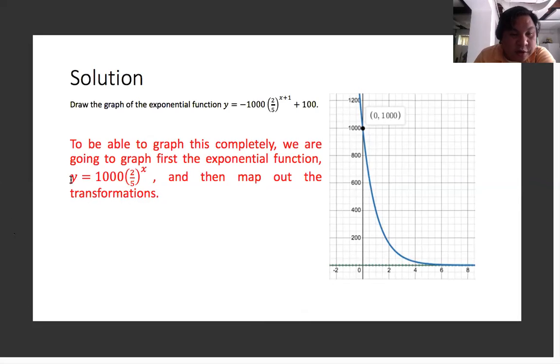So the first thing we're going to graph, just to help us figure out what the graph would look like, is this one first: 1,000 times 2/5 raised to the x. Since a is 1,000, we expect the y-intercept to be at 1,000. Now looking at the m term, notice that the m term is a proper fraction, which means we expect this graph to follow an exponential decay type of behavior.